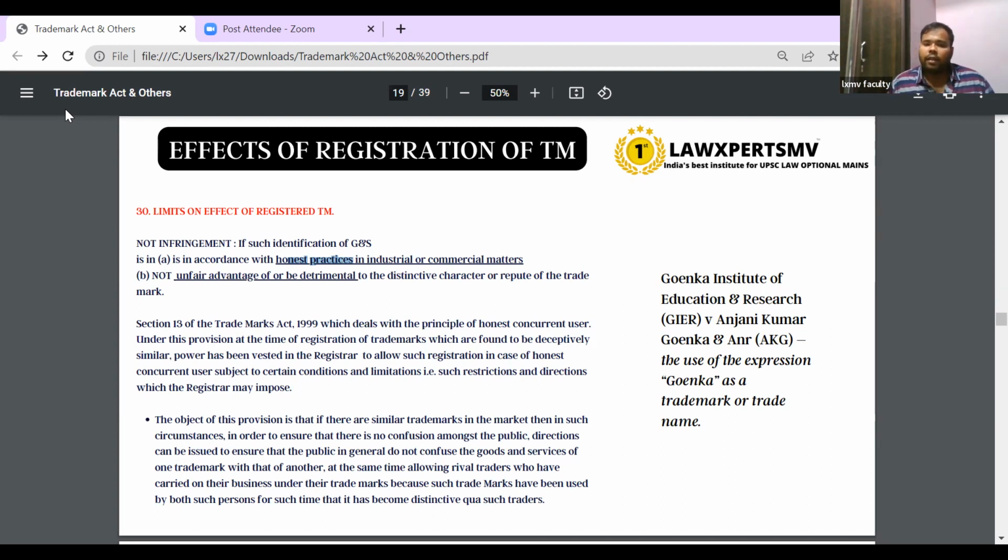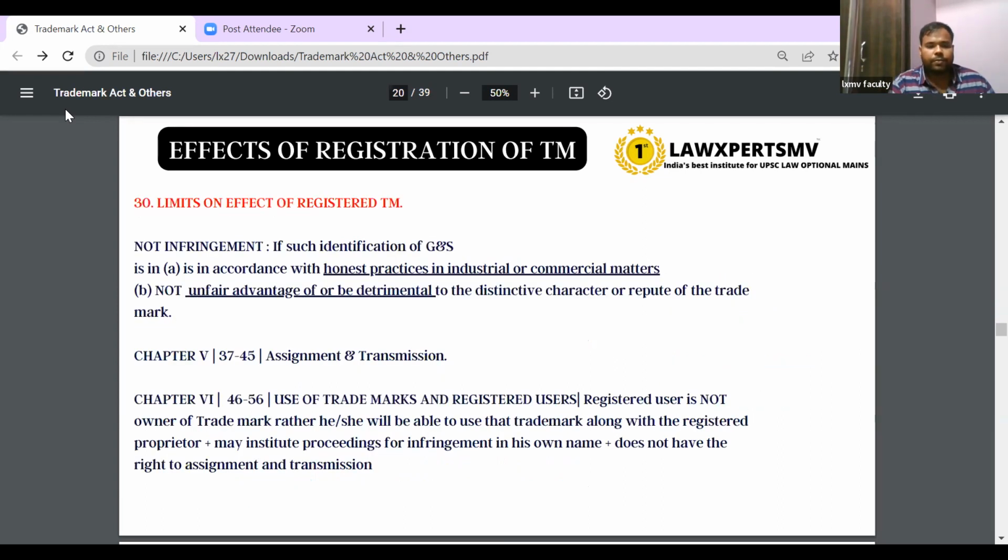So basically, even though these two things are deceptively similar, if it is an honest mistake or an honest usage, then it can be allowed by the registrar. Two trademarks can be there for a single name. Yes, this thing we have already seen, and chapter 5 is not important for you.